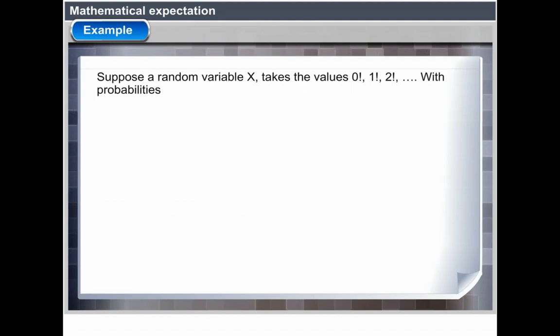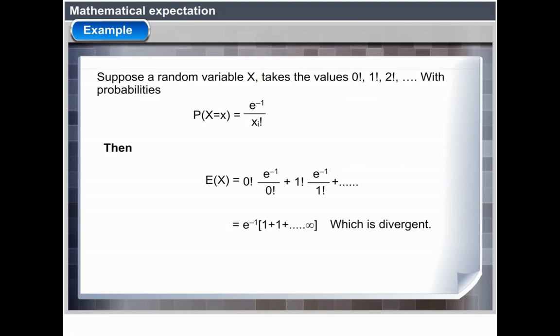Example. Suppose a random variable X takes the values 0 factorial, 1 factorial, 2 factorial, etc., with the probabilities P of X equal to xi equal to e power minus 1 divided by xi factorial. Then E of X equal to 0 factorial into e power minus 1 by 0 factorial plus 1 factorial into e power minus 1 by 1 factorial plus etc., equal to e power minus 1 into 1 plus 1 plus etc., till infinity, which is divergent. Therefore, E of X does not exist.